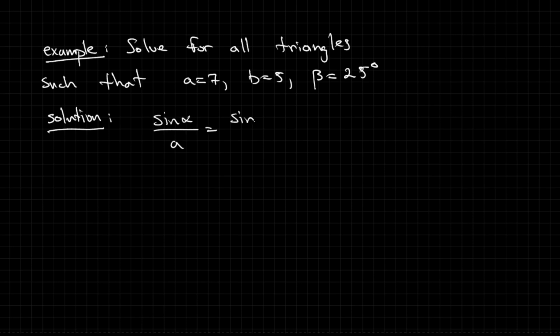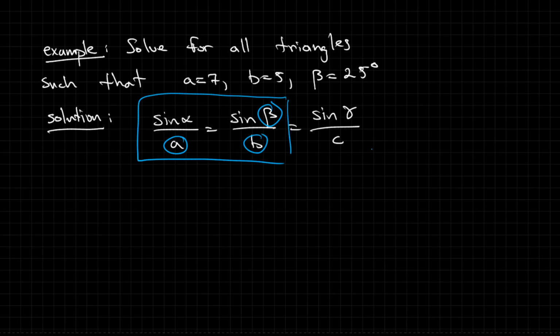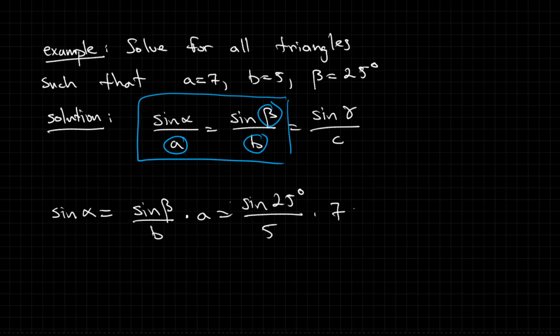So I'm going to start by writing the law of sines and seeing if I can use it. Sine alpha over a is sine beta over b is sine gamma over c. And what do I know? Well, I know a, and I know b, and I know beta. So in this first law of sines, there's only one unknown, and I'm going to try to solve for it. So sine of alpha, if I multiply both sides by a, I get that this is sine beta over b times a. So this is sine 25 degrees over b, which is 5, times a, which is 7.